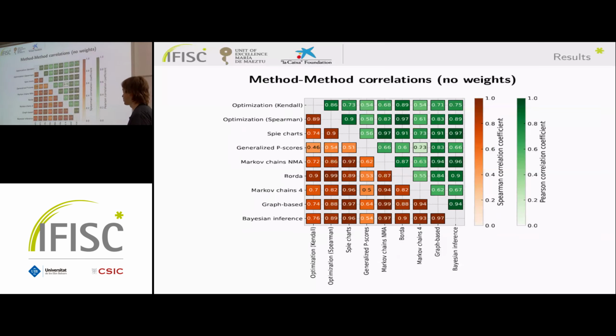This is the method-method correlation. So this is the correlation between the aggregated ranking, each one made with a different method. And again, upper triangle is Pearson, lower triangle is Spearman, and this is the no weight scenario. So all of the outcomes have the same weight here. And as we can see, they're almost all identical. They are very, very high values, and the only method that is very different from the others is generalized p-scores. So all the others have very high correlation values, but generalized p-scores gives a very different list.